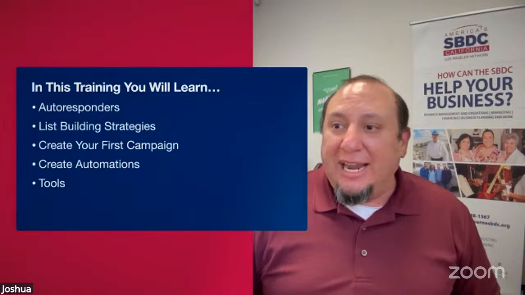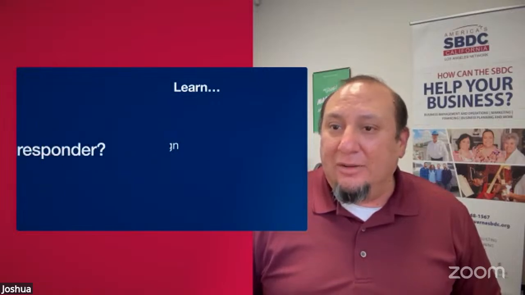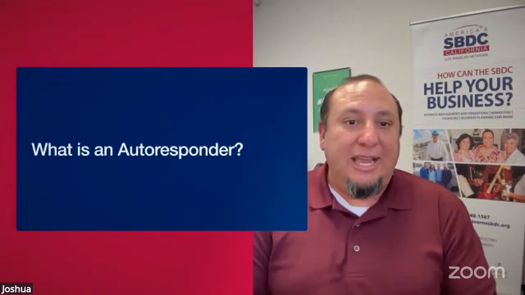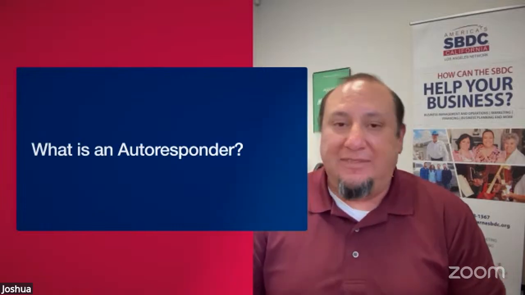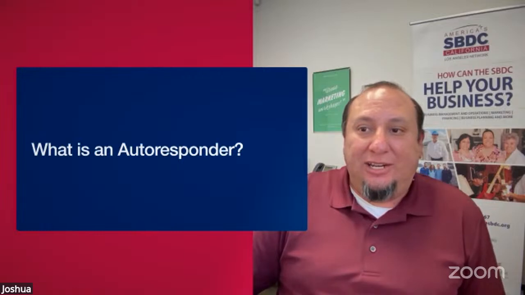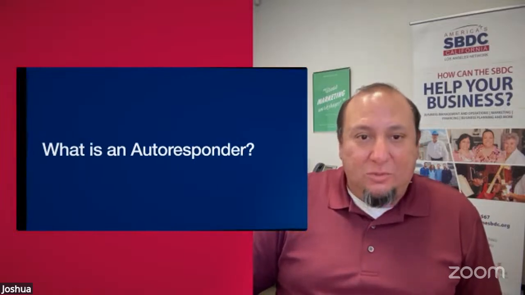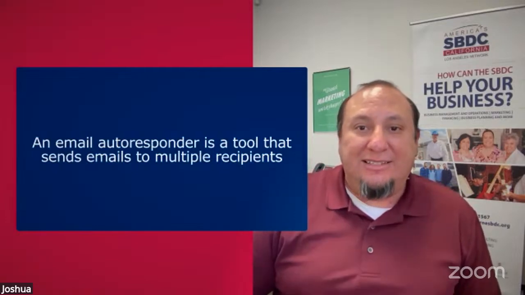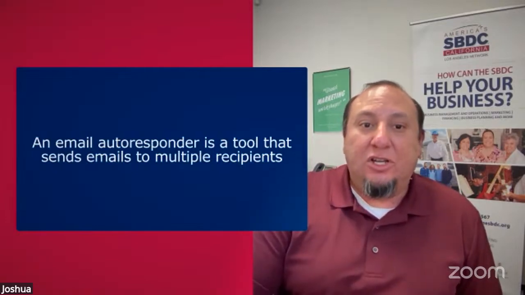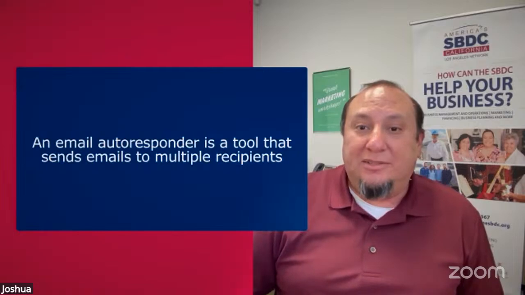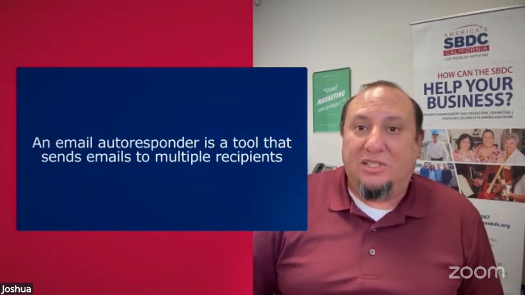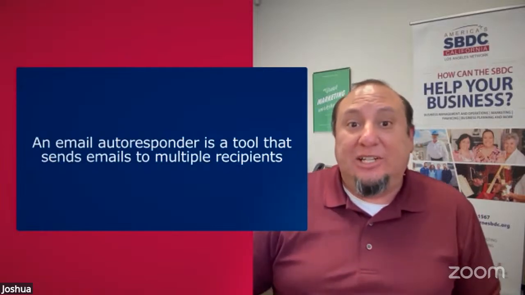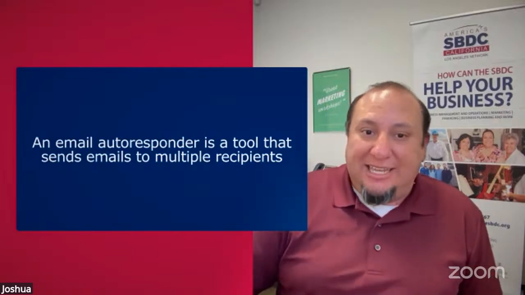So with all that out of the way, let's talk about our first thing, which is going to be an autoresponder. And this is the software that you're going to need to get started. But what exactly is an autoresponder? Well, an autoresponder is a tool that sets up and sends emails to multiple recipients after they perform a specific action. That's literally it. That's all it does, is it sends out emails.